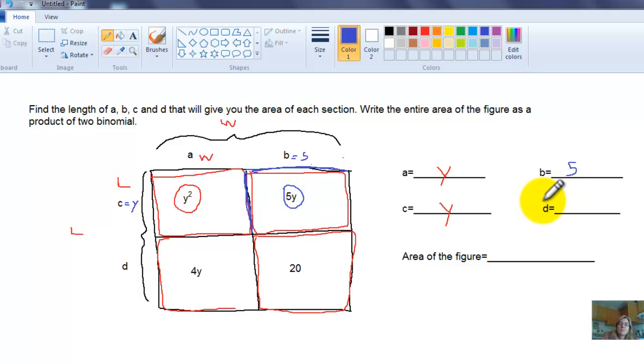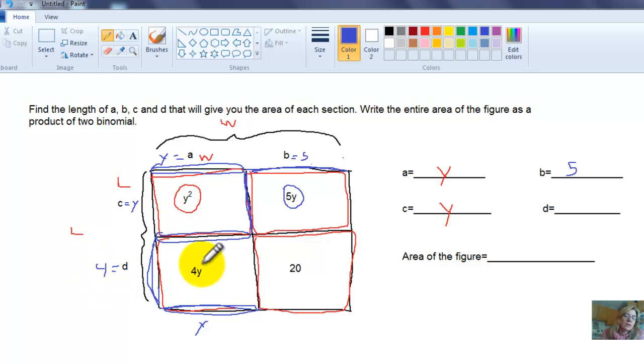All we have left to find is D. We have to find the length of this little segment times this segment. This segment is the same length as this segment and the same length as this segment. All of those we have already determined equal y, because C and A are y. I hope this is not too confusing. So if this length is y, then this length is also y. If the area is 4y, then you multiplied y times this, which is 4. So D equals 4, and that's how you get 4y as an area: 4 times y. So D is 4.